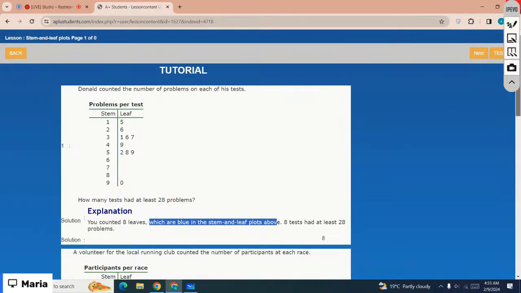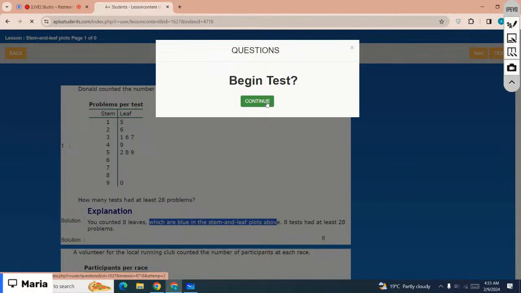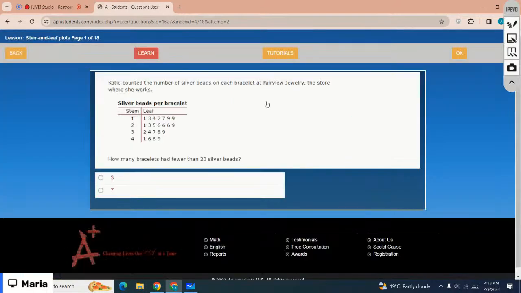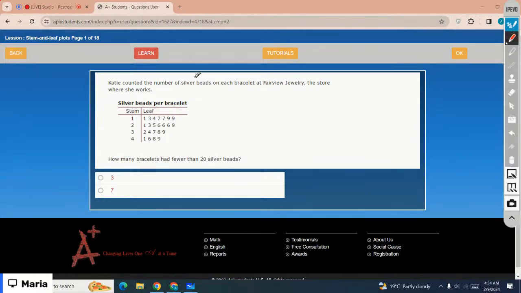Okay, let's just start with the test questions. Katie counted the number of silver beads on each bracelet at Fairview Jewelry, the store where she works. How many bracelets had fewer than 20 silver beads? Fewer than 20 means you need to make the stem and leaf together to make the numbers. If you look at the first stem, the stem is 1 and here are the leaves.